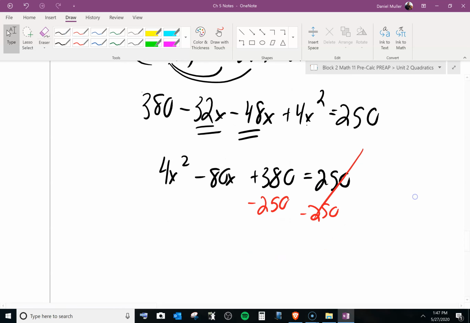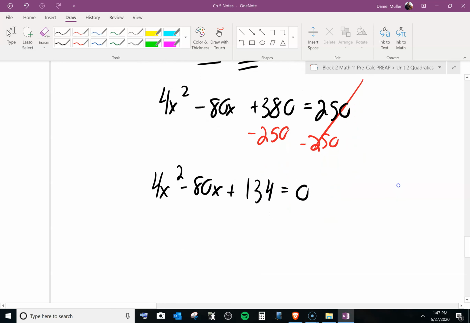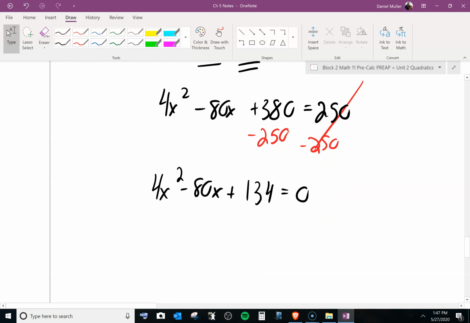Make it equal to 0. 4x squared minus 80x plus 134 equals 0. Now, I do not need to find the vertex. The vertex is a maximum or minimum, and I'm not finding the maximum. I need to find x. So you could find x.